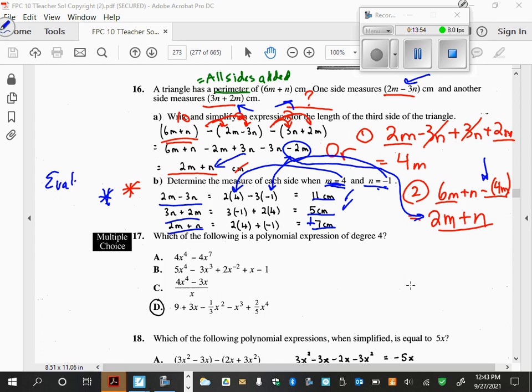Evaluate means find the value of. What that means is first you substitute and then you calculate. And this could easily be a numerical response answer, because you can see the answers that you get are going to be numbers. If I say m equals 5, that means the answer you're going to give me is probably going to be a number when I give you m and n. Okay?